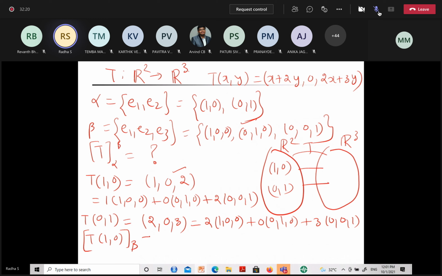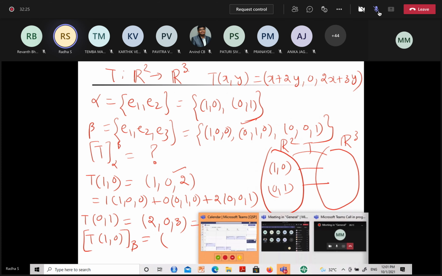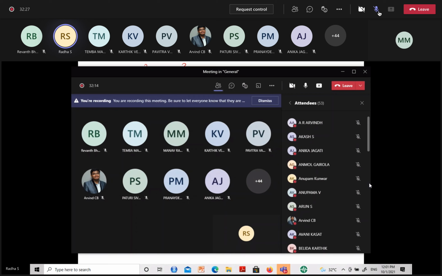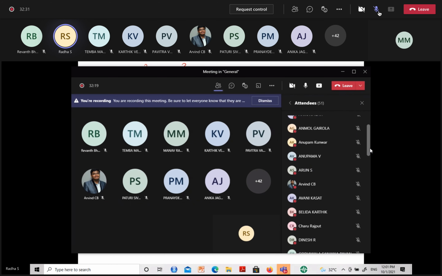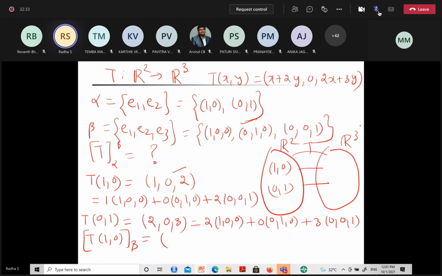What is this? Coordinate vector. Charu, are you there? Yes, ma'am. Can you please say what is T of (1, 0), this coordinate vector? This is called the coordinate vector of T of (1, 0) with respect to beta. Okay, what is that?